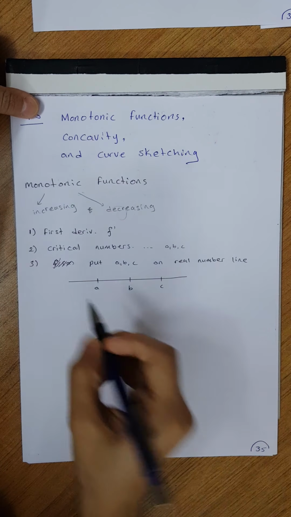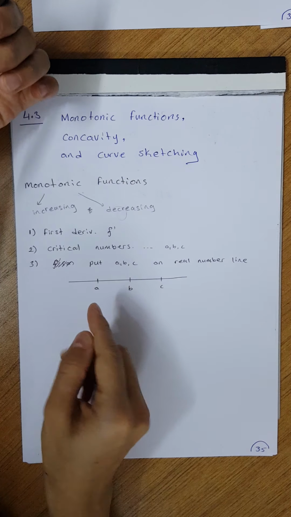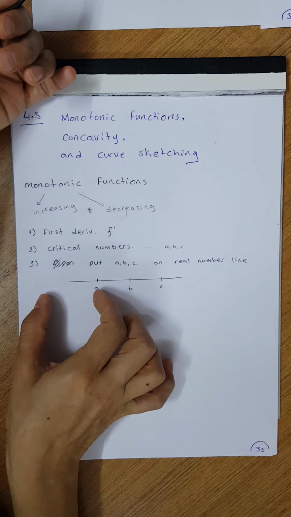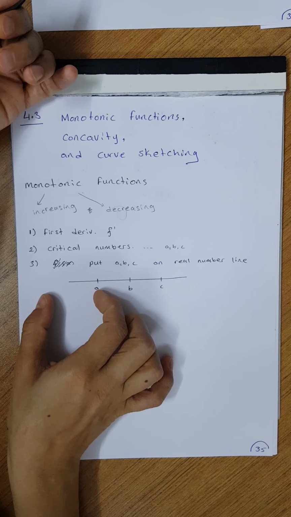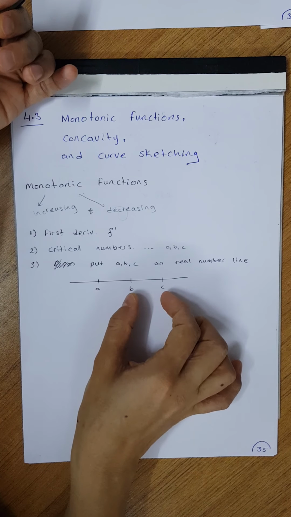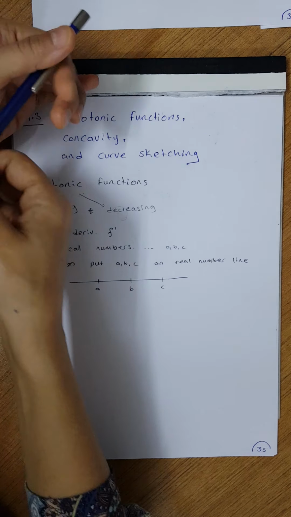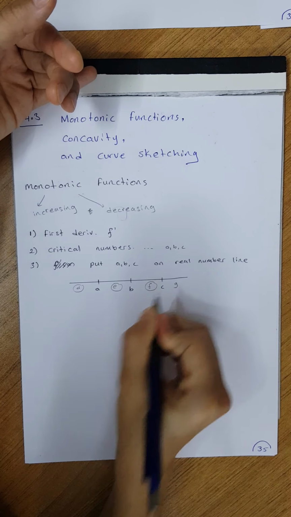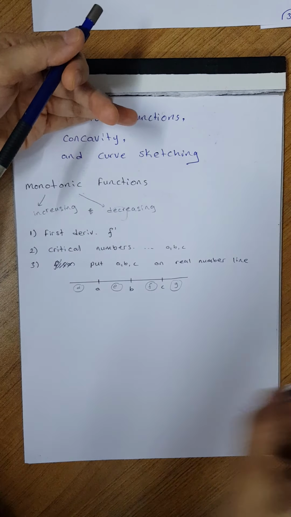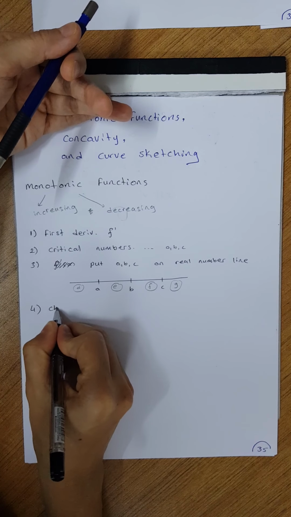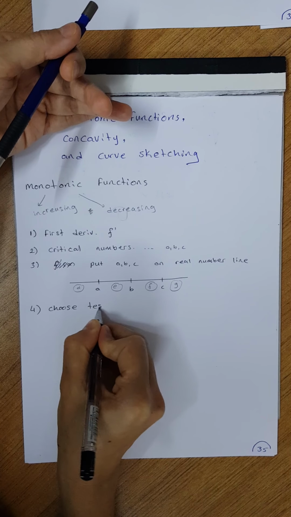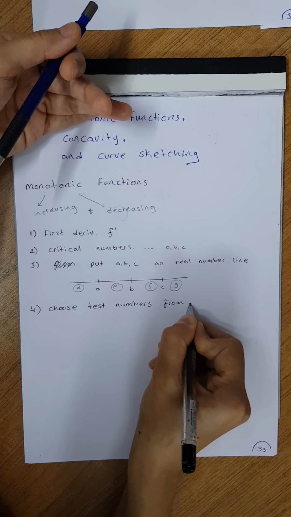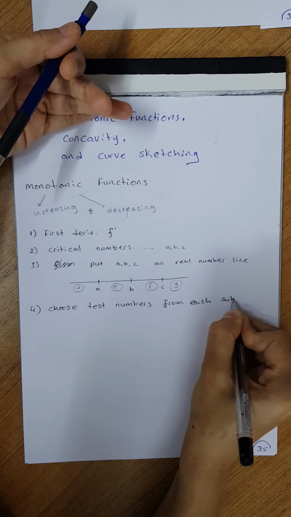Then I will choose test numbers. What are test numbers? It's a number that I am choosing from each interval. That interval is from negative infinity to A, so I will choose any number from that interval, and any number from A to B, any number from here, and any number greater than here. For example, I choose D, E, F, and G. So I'm choosing test numbers from each subinterval.